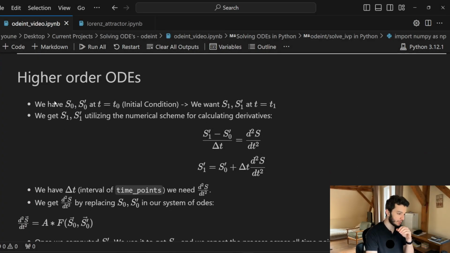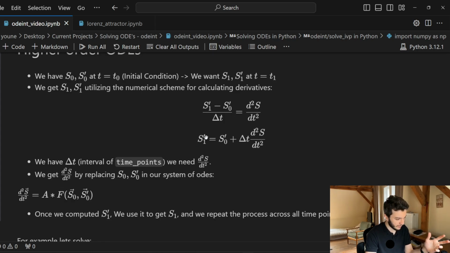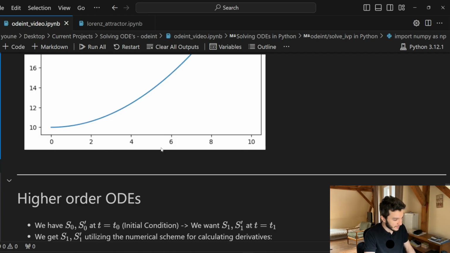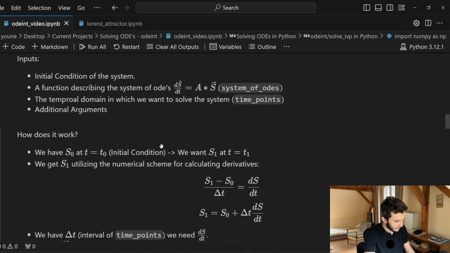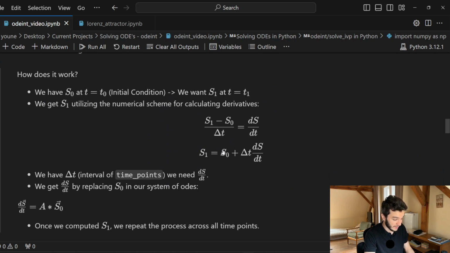Now for solving higher order ODEs, it is actually the same principle. If you understand the first example, this one is also very easy. You see at a second order ODE, we have S0, then S prime 0 at t equals t0, and then we want S1 and S1 prime at t equals t1. It is exactly the same process, just that S1 prime minus S0 prime over dt is equal to the second derivative of S. We get S1 prime, and then once we get S1 prime, it will be exactly like this scheme right here, where we can compute S1, and then so on and so forth. So it's exactly the same principle.